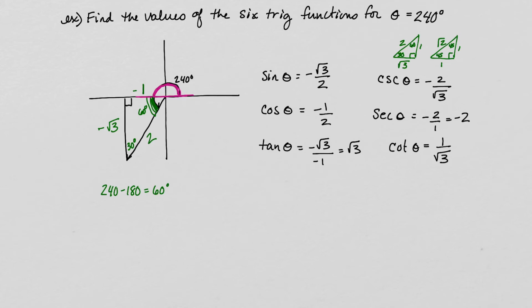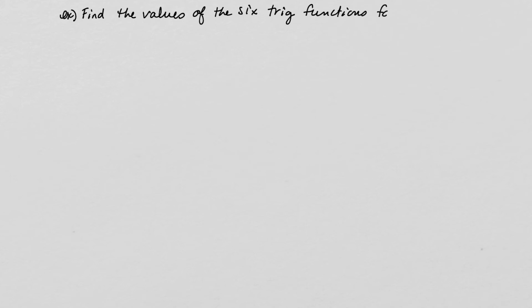All right, why don't I do one more like this? So, find the values of the 6 trig functions for theta equals 135 degrees.